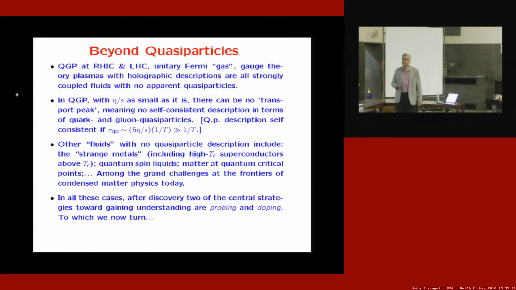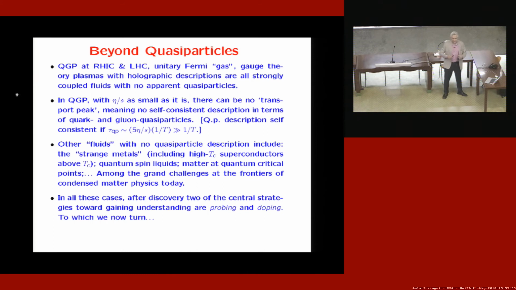So why is this interesting? Another way of saying why this is interesting is that with an η over s as small as this, there's no way you can describe this liquid as being made of particles that travel some long distance between scatterings. You can't describe this as a particle which propagates and then scatters, propagates and then scatters. Because if you try to do this, you would compute a mean free path that corresponds to this viscosity, and it will be shorter than the spacing between particles. So it makes no sense. So it's a liquid.